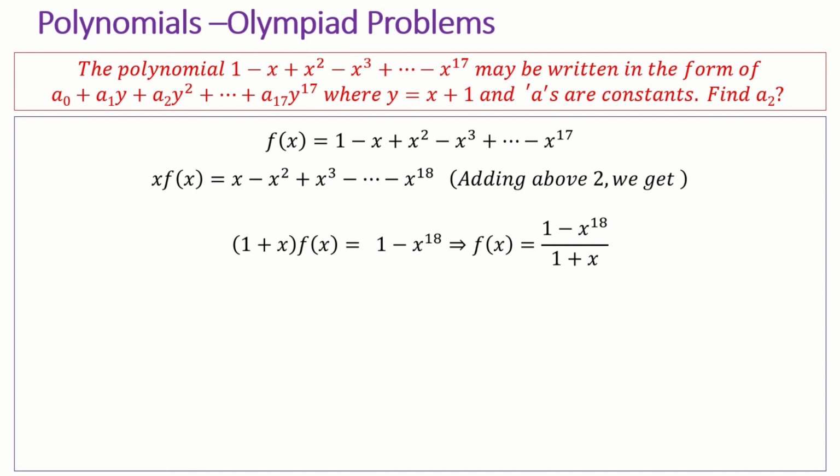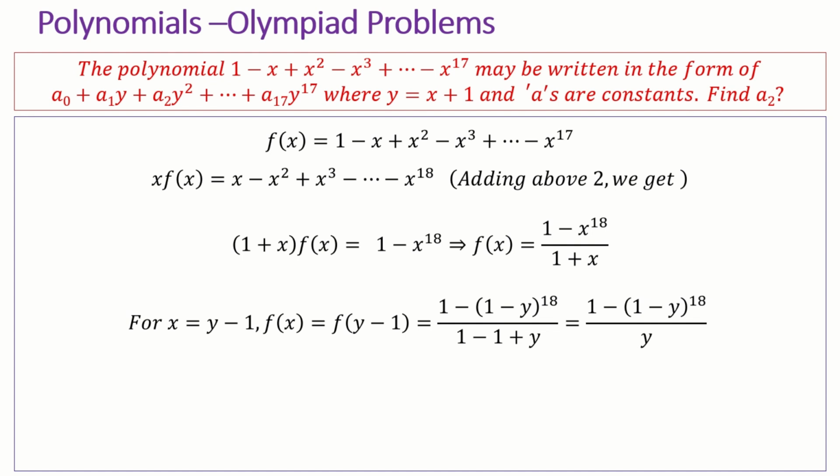Now we can replace whatever we want, right? y equal to x plus 1, so we can replace this value. Since y equal to x plus 1, that means x equal to y minus 1. So f of x equal to f of y minus 1, which is equal to 1 minus (1 minus y) whole power 18 divided by 1 minus 1 plus y, which is equal to 1 minus (1 minus y) whole power 18 divided by y. Now if you see, this is nothing but this expression in terms of y, correct? This is the f of x definition in terms of y.